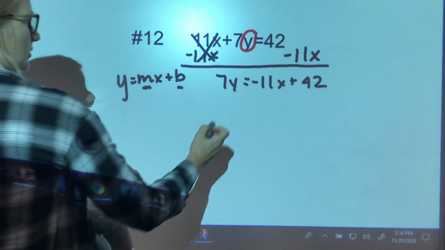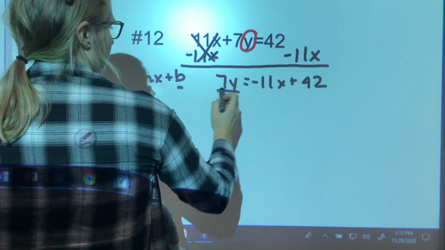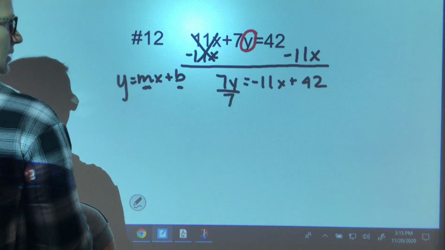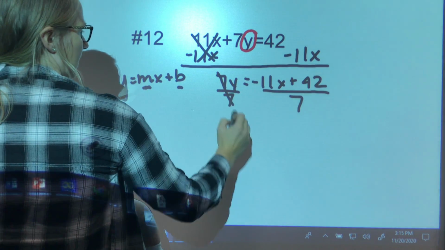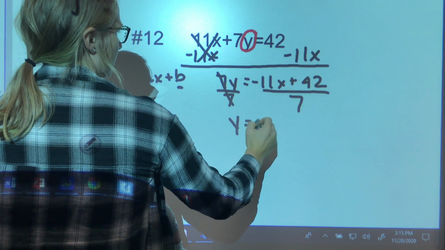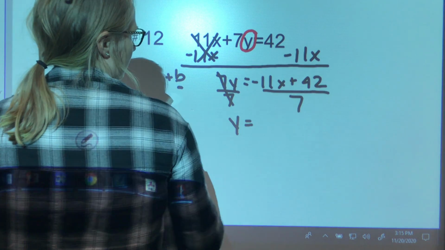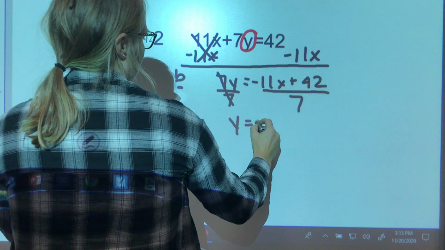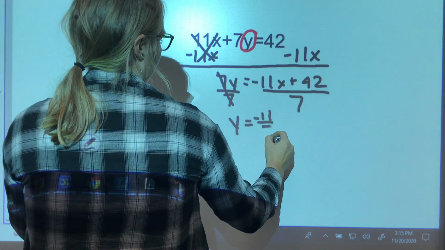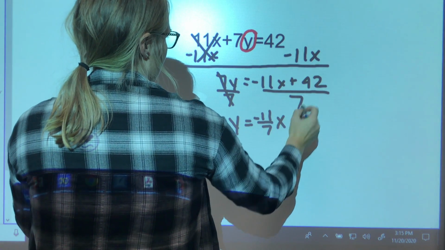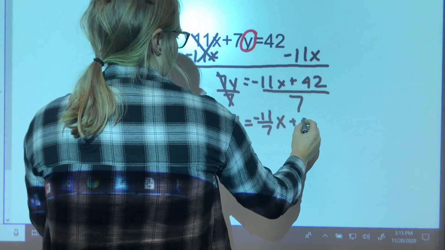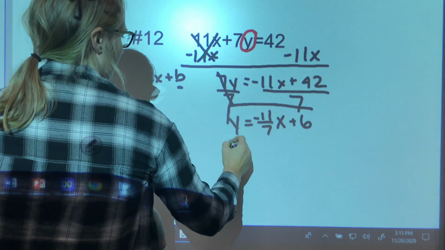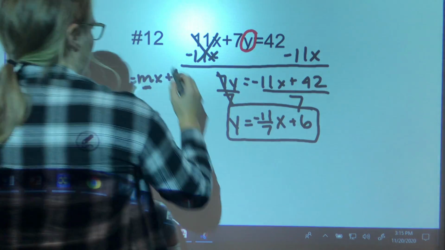The last thing that we have to do is divide both sides by 7. On the left side, they cancel out, and we get y equals. 11 and 7 can't be simplified, so we're just going to leave that as an improper fraction. Negative 11 over 7x, and then 42 divided by 7 is going to be a positive 6. So that should be one of your answer options for number 12.